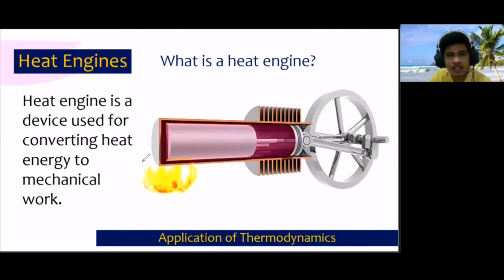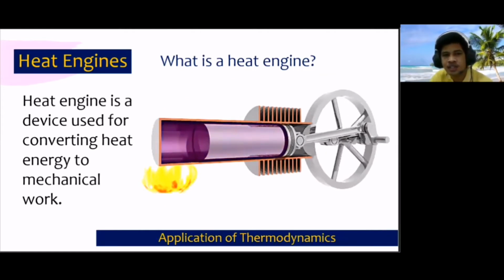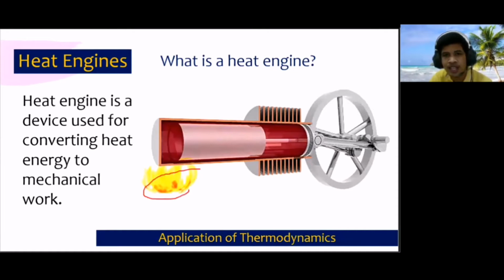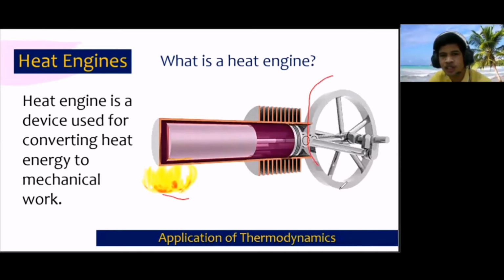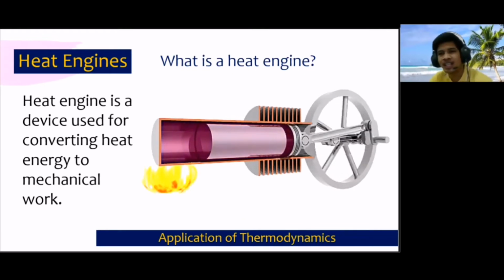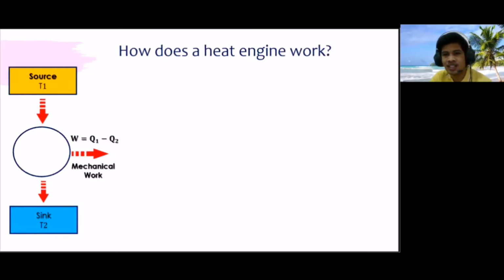Thank you. Okay, so heat engine. We have here an example of a simple heat engine. This is a device used to convert heat energy to mechanical work or mechanical energy, from heat to rotation or mechanical work. That is the main function of a heat engine, to convert heat energy to mechanical energy. But the main question is, how does a heat engine work?